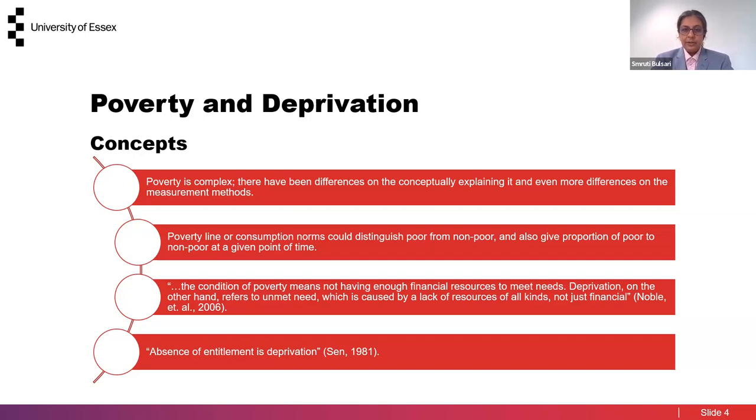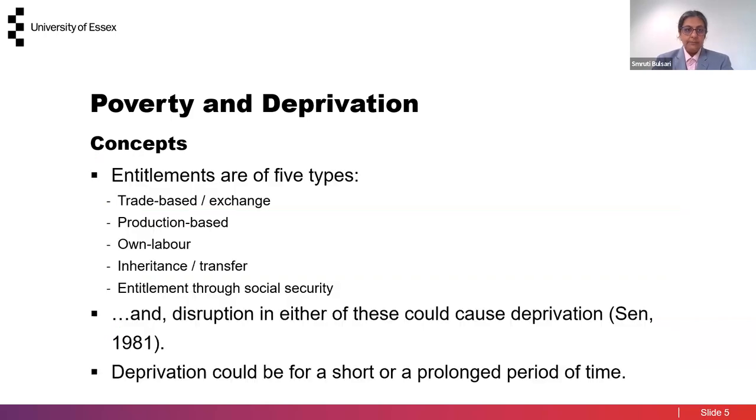Well, Nobel has tried to define deprivation as not enough financial resources to meet the needs, and Amartya Sen says that absence of entitlement is deprivation. It's a very quick round of understanding what he means by entitlement. So Amartya Sen explains that entitlement could be of five types.